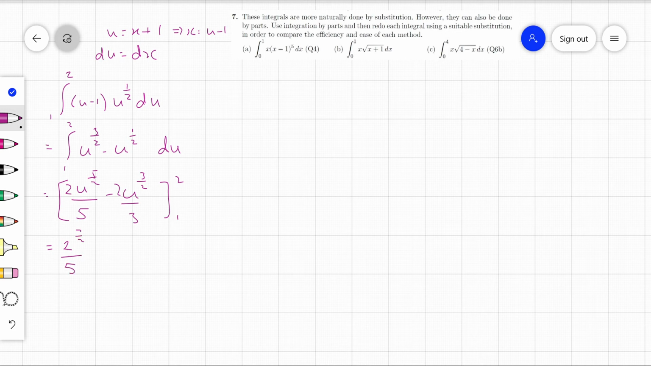On 5, minus, and there's another 2 out the front here, so instead of 3 on 2, I could make it 5 on 2. So that's if I put the 2 in, minus, if I put the 1 in, I'm just going to get 2/5 minus 2/3. Now, again, I like to do this without the calculator, but really you can just put it in the calculator.